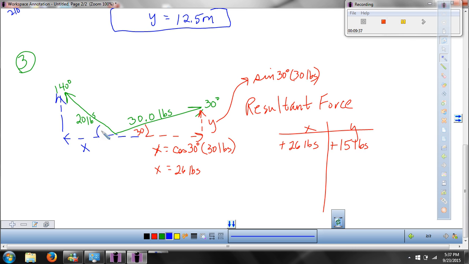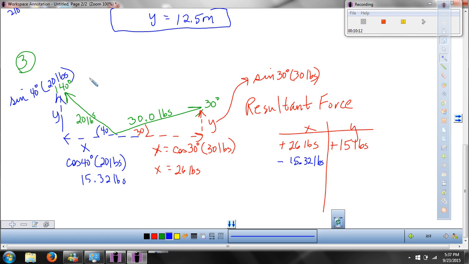Over here on this side, 140 to 180 means this angle here is 40 degrees. So I'm going to say that this x is the cosine of 40 degrees times 20 pounds. And when I did cosine of 40 degrees times 20 pounds, I got 15.32 pounds. When I put it in my chart, I'm going to make it negative because it's to the left. This y is going to be the sine of 40 degrees times 20 pounds. So sine of 40 degrees times 20 pounds is going to be 12.86. So that's a positive 12.86 pounds.